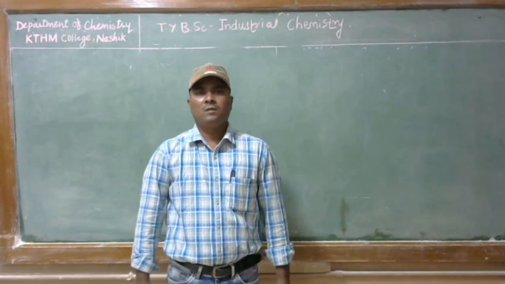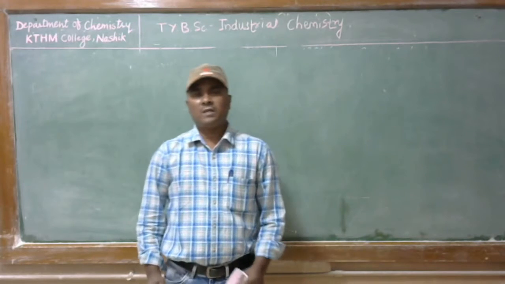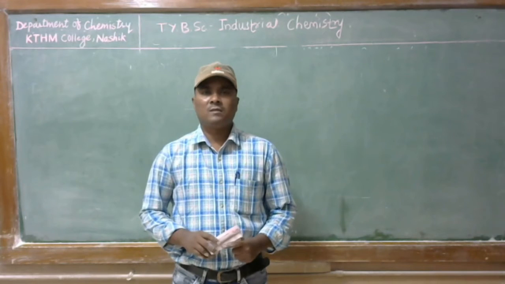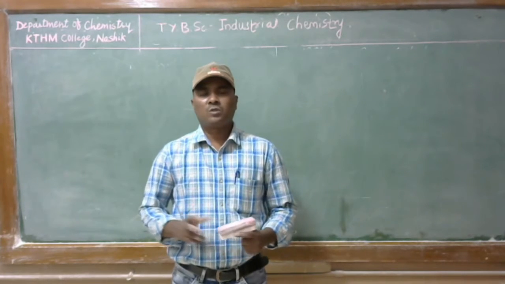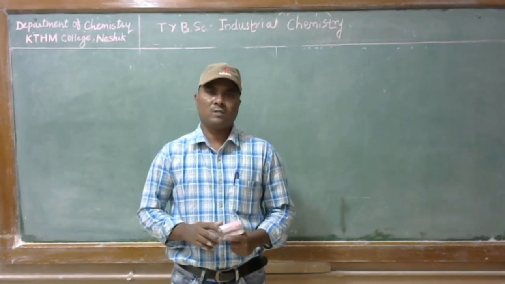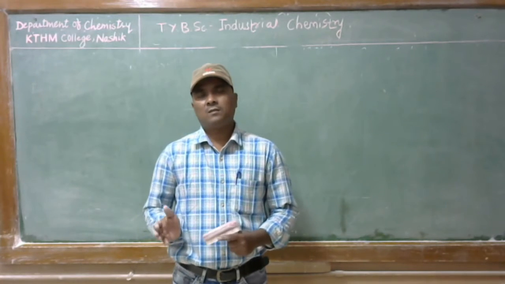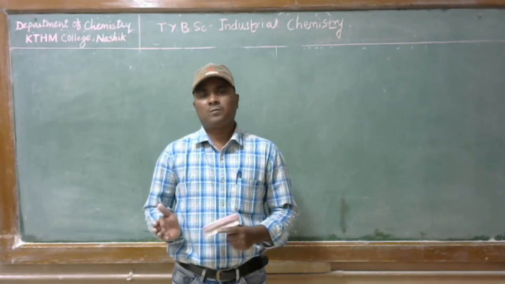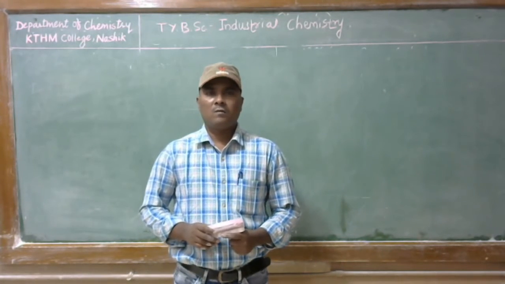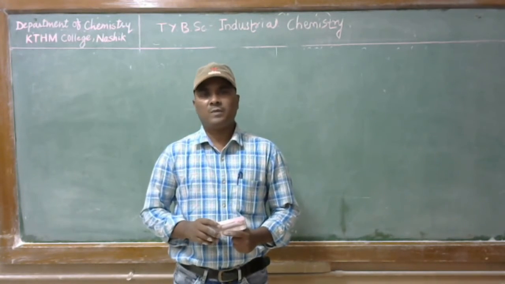Students, in the previous lecture we have discussed the manufacture of sulfuric acid by the contact process. We have seen that there are two processes to manufacture sulfuric acid: one is the lead chamber process and the other is the contact process. We have discussed that the lead chamber process is the old process and the contact process is the new process. The contact process is mainly divided into three parts.